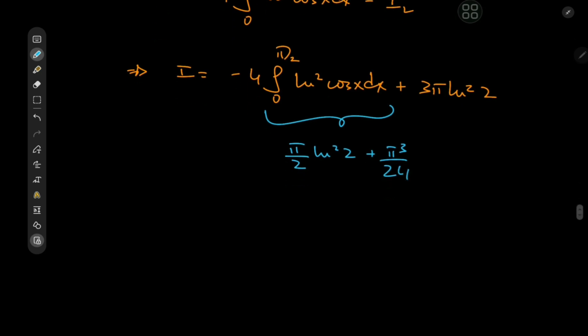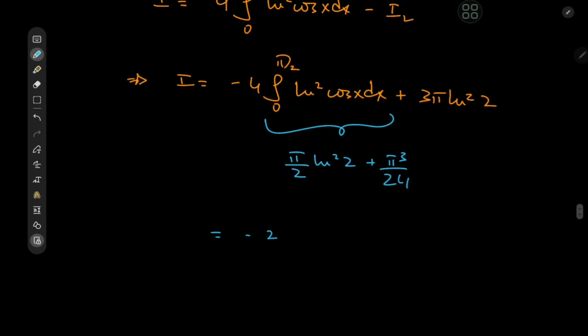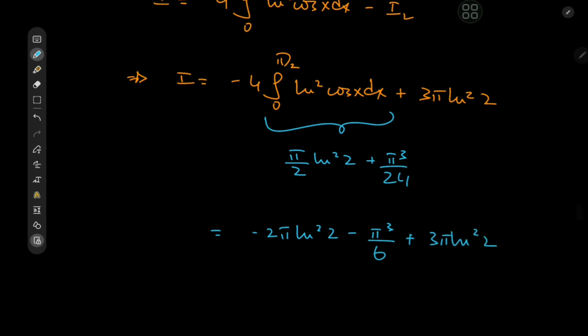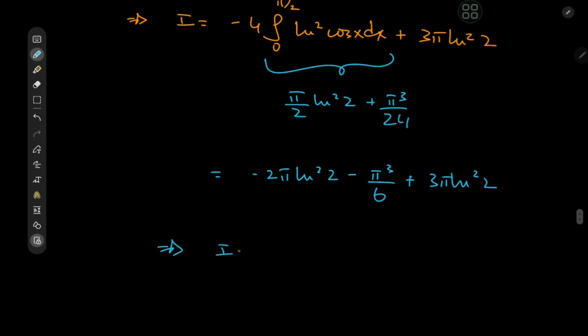So we multiply that by negative 4, giving us negative 2 pi, terribly sorry about that, log square 2 minus pi cubed by 6 plus 3 pi log square 2. And this implies that the target integral I equals quite nicely pi times log square 2 minus pi cubed by 6. Which is a beautiful result indeed, so beautiful that I forgot how to pronounce such basic words.